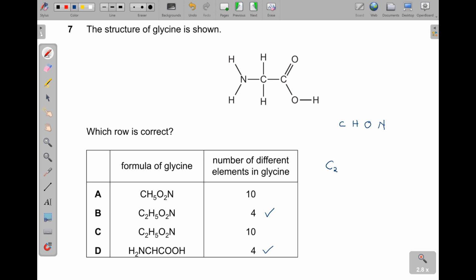Then hydrogens, 1, 2, 3, 4, 5. Hydrogens are 5. Then I put a 5. Then we have oxygens, which are 2. And then there is a nitrogen. So which one is that? Don't you think it is B? This is the one here. So with the 2 ticks, that is a B.